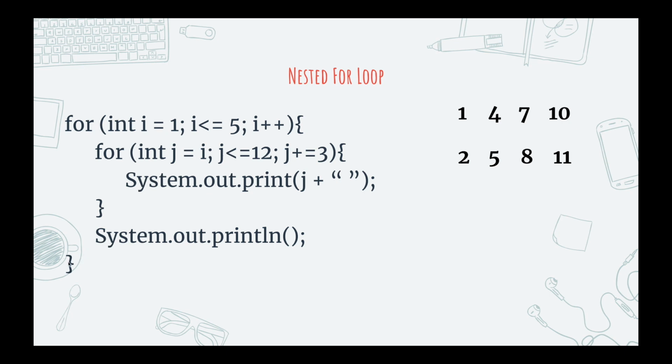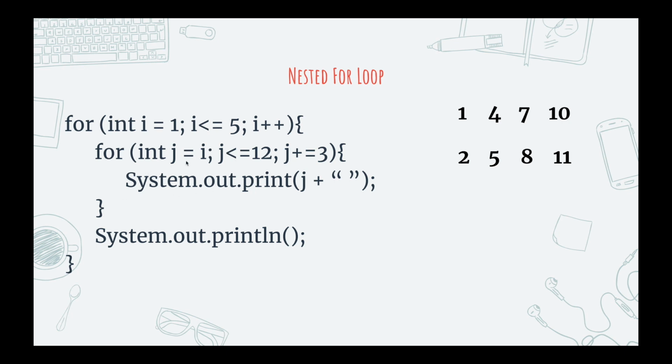So now our main for loop goes back to the update statement. I is now no longer 2. I is now 3 because we increment I by 1. Is 3 less than or equal to 5? Yes, it is. So now we have to execute the nested for loop again.